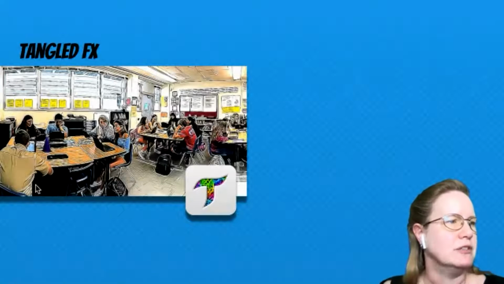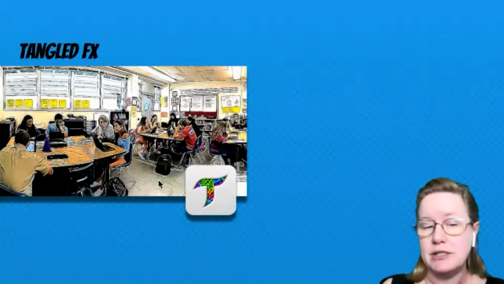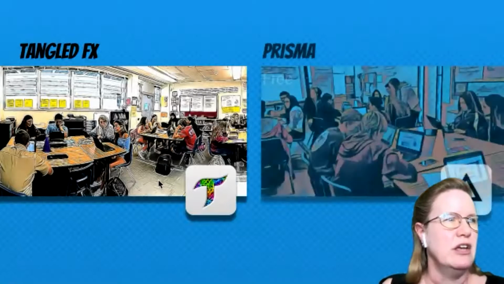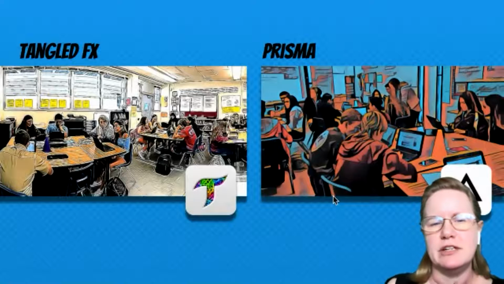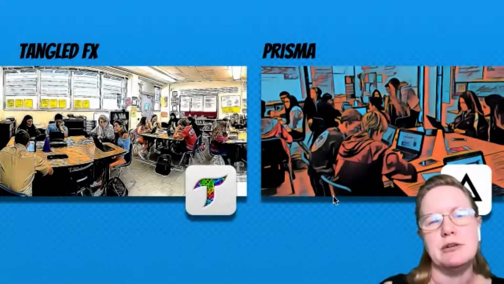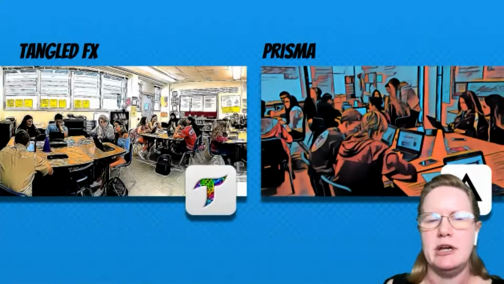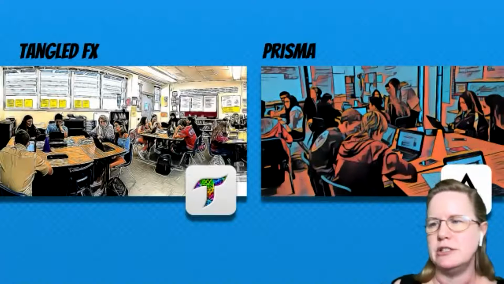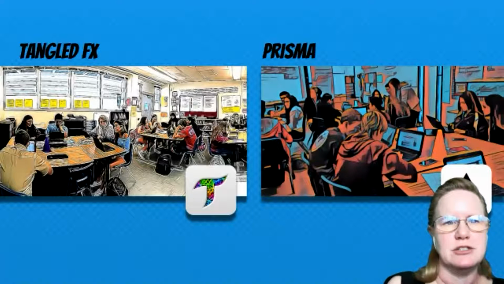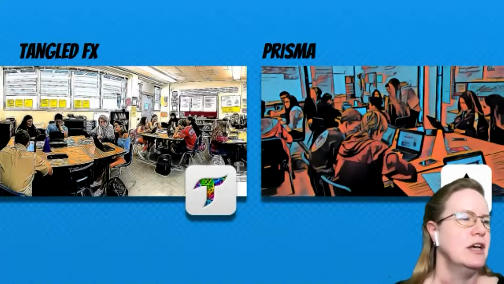I run mine through an app called Tangled FX, which kind of anonymizes my students, makes it harder to tell who they are. The other one I like is Prisma. Prisma also kind of puts that stylized effect on kids' faces. This allows me to share what's going on in my classroom and even on social media and not feel guilty that I'm revealing kids' privacy issues because no one can tell who that kid is and no facial recognition software is ever going to track them down.